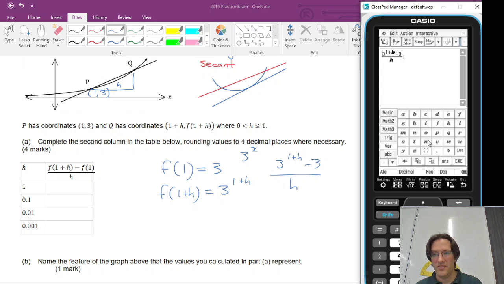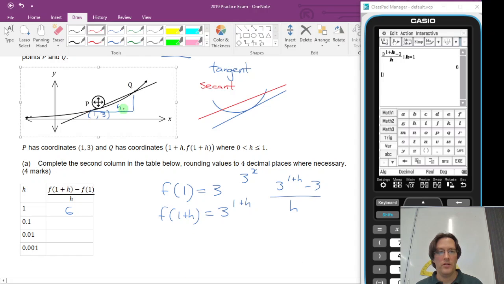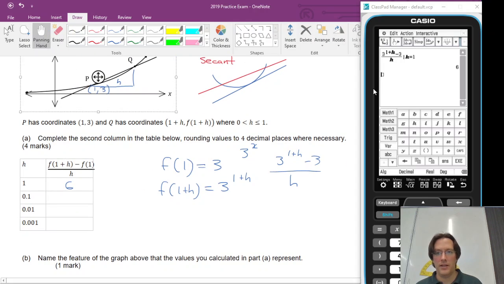Given h equals 1 for our first one. Given h equals 1, we get 6. Now that'll be the gradient for this. As h gets smaller and smaller, what we expect to see is a gradient that becomes closer and closer to the tangent. So we expect it to get a little bit lower. So let's see if that ends up happening. So let's try 0.1. Now obviously, if you've set this up properly, it makes it a lot easier.